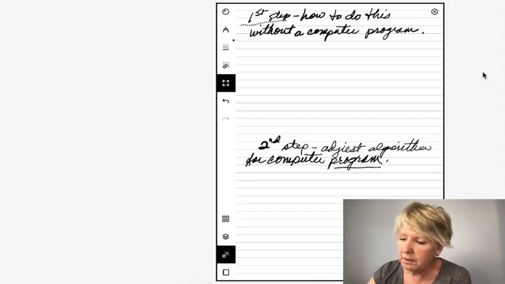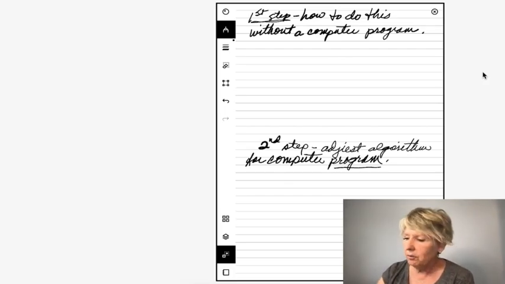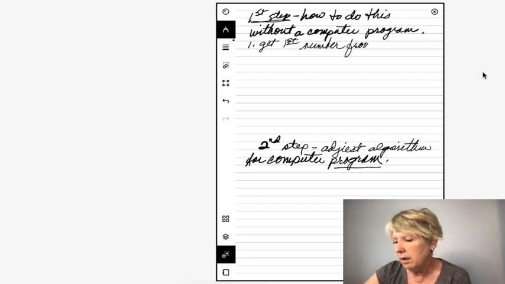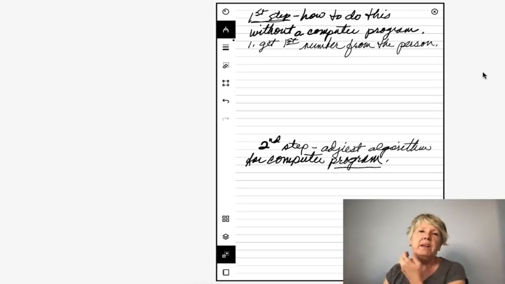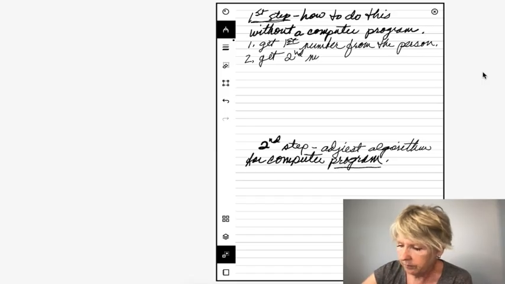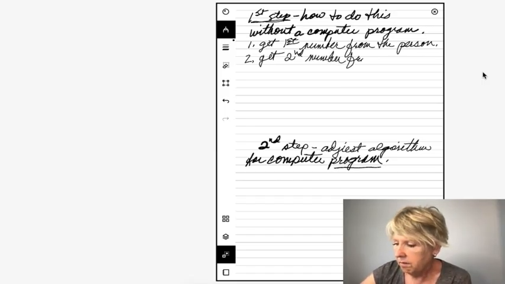So we're going to first start with the first step. Okay? Oops, let me get my pen. There we go. First step. How are you going to do this without a computer program? So it's like you're telling another person. So you might say, okay, get the first number from the person. Some basic person that's giving you the numbers. And then get the second number from the person.